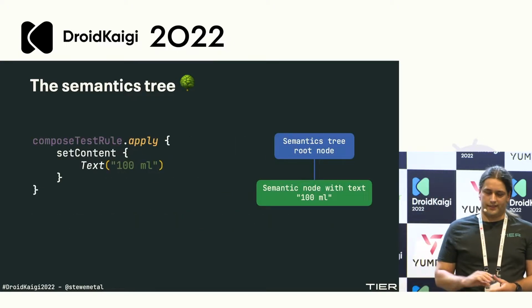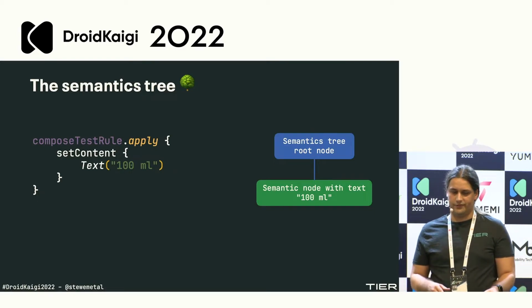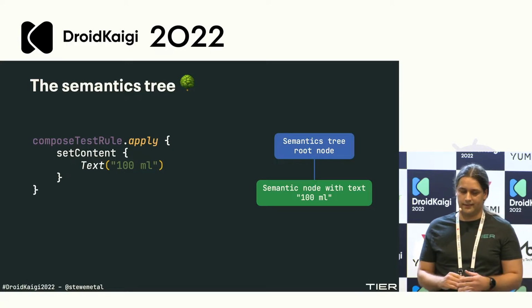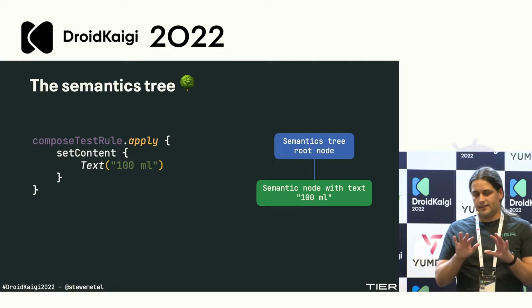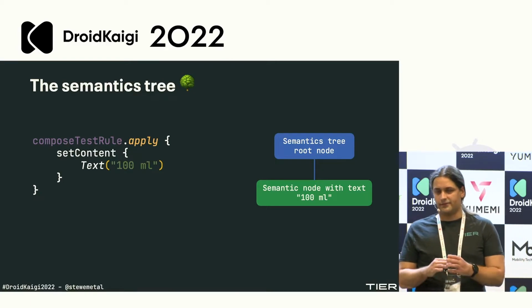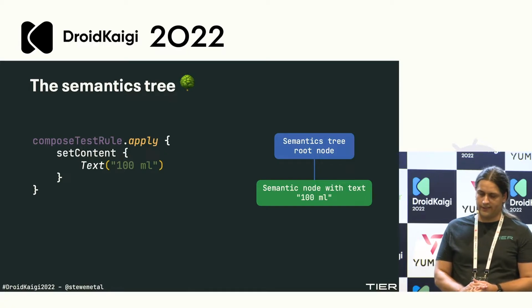Okay, let's simplify our example a bit. So we have the test rule. We apply it, and we set a simple text in setContent. As I said, everything can go into setContent, whatever we want. So let's start with this small example.